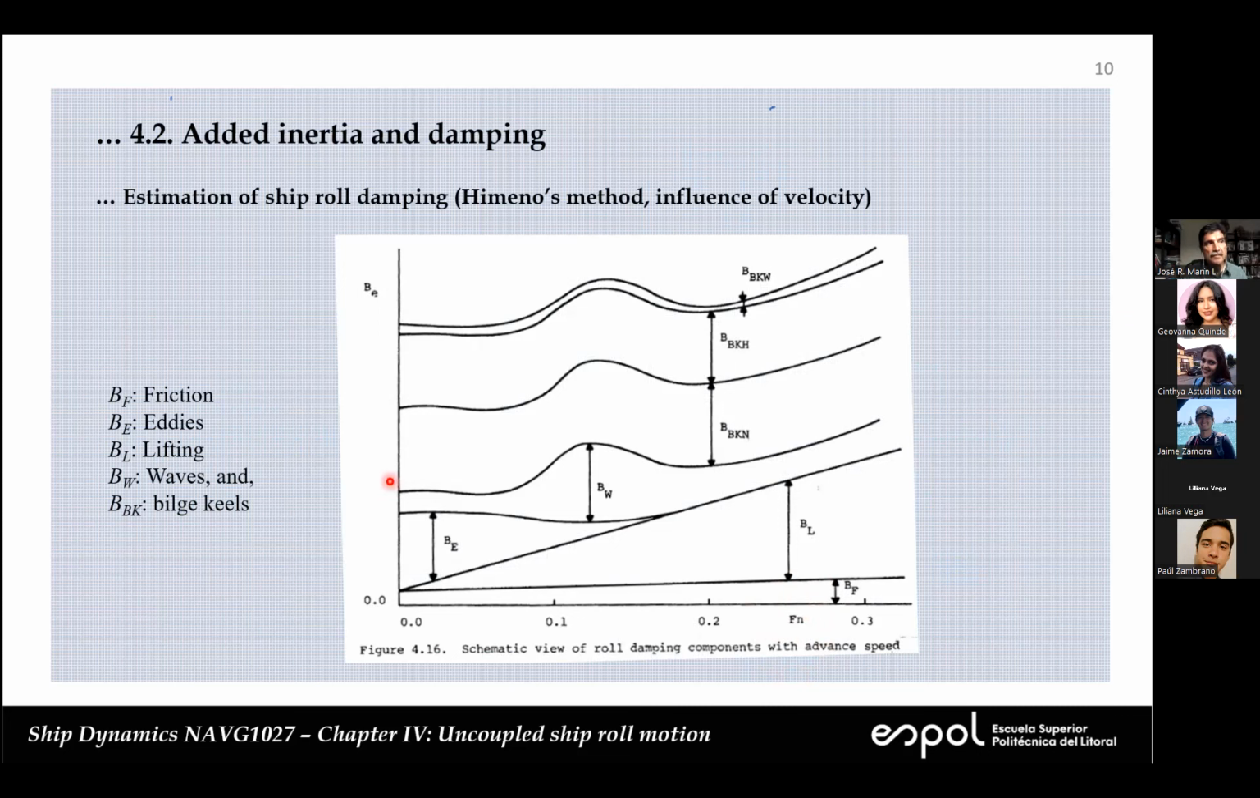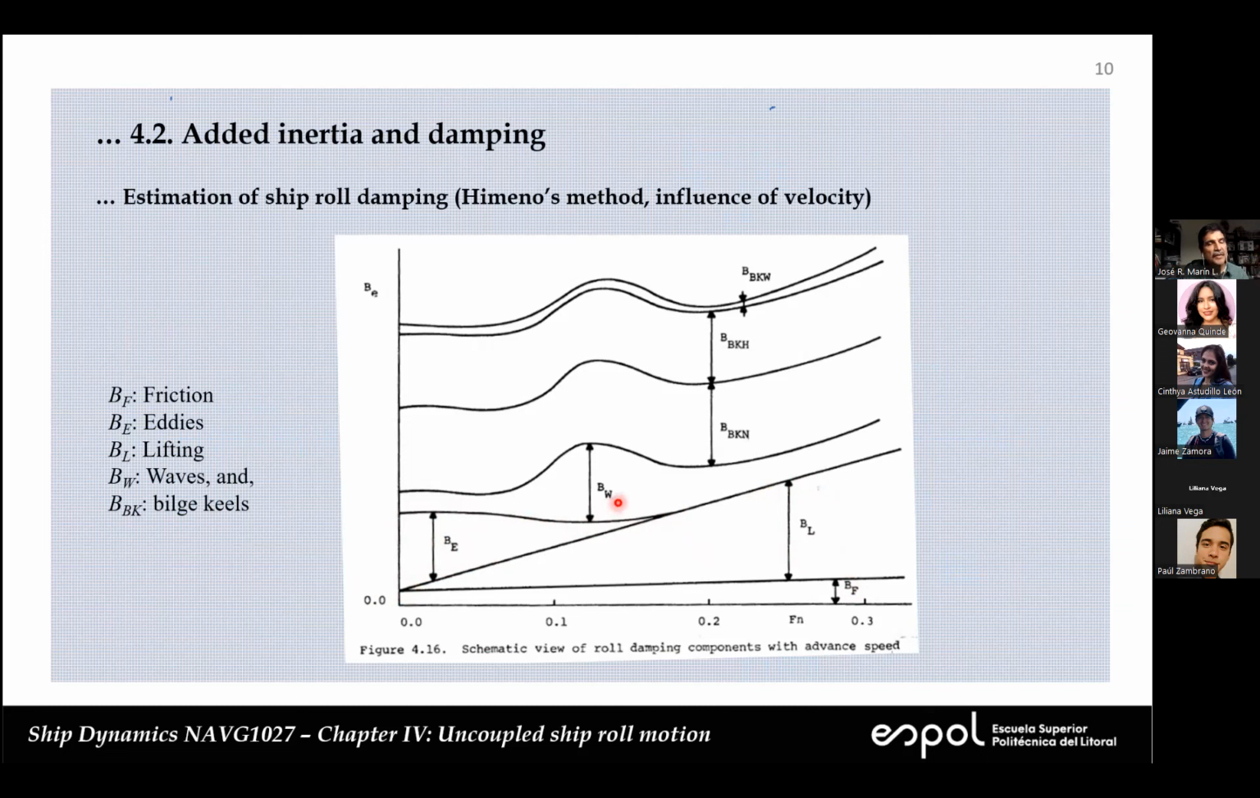So here you have implicitly the velocity, and here you have the summation, the combination of several of the components. You see this line is basically horizontal. That means the frictional coefficients basically do not depend on the velocity. The lifting does, because the lifting is generated once the ship moves. If the ship doesn't move, we have no lifting. The eddies is very interesting, because it decreases, and at a certain velocity it basically disappears.